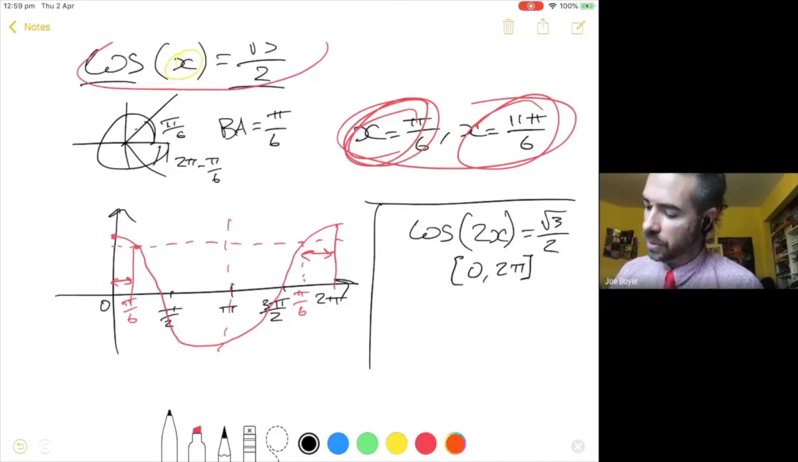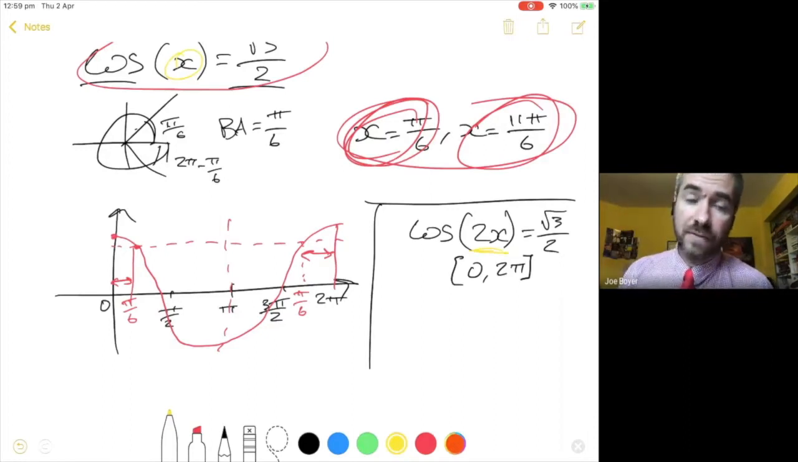Now, let's think about what this 2x has done to my graph. We should note, and you don't have to know anything about trig graphs, you just have to know from our functions unit what this is. This is going to be a dilation in the direction of the x-axis by a factor of a half. So it's going to shrink everything towards the y-axis and thus halve our period and give us double the number of periods within that length.